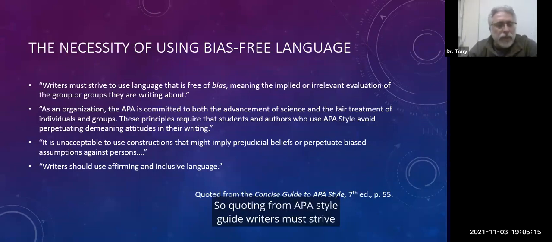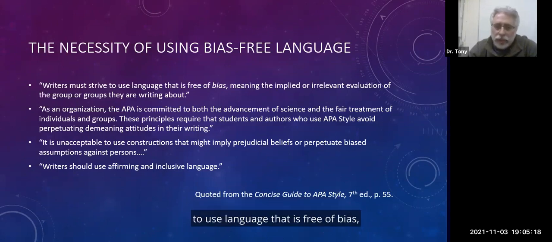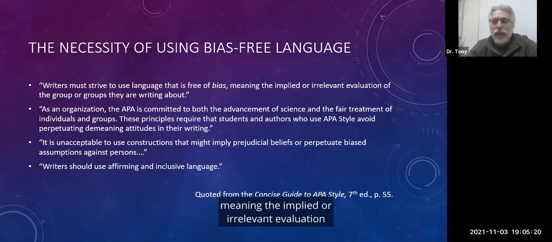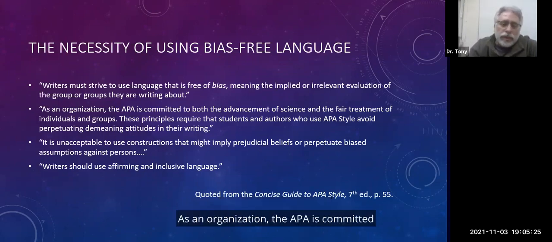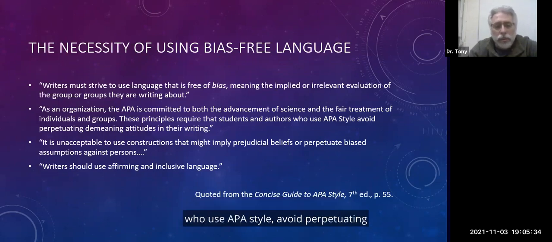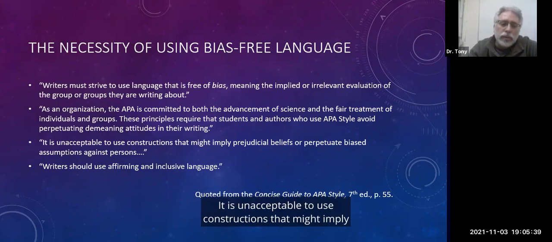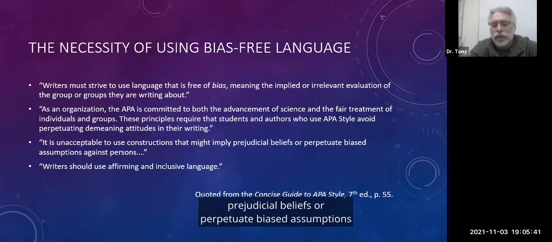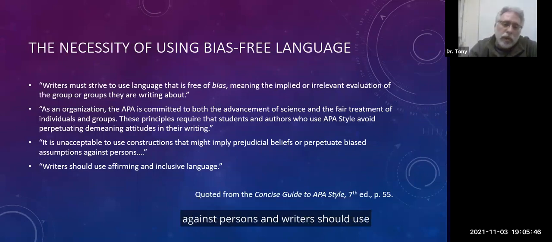Quoting from the APA Style Guide, writers must strive to use language that is free of bias, meaning the implied or irrelevant evaluation of the group or groups they're writing about. As an organization, the APA is committed to both the advancement of science and the fair treatment of individuals and groups. These principles require that students and authors who use APA style avoid perpetuating demeaning attitudes in their writing. It is unacceptable to use constructions that might imply prejudicial beliefs or perpetuate biased assumptions against persons, and writers should use affirming and inclusive language.